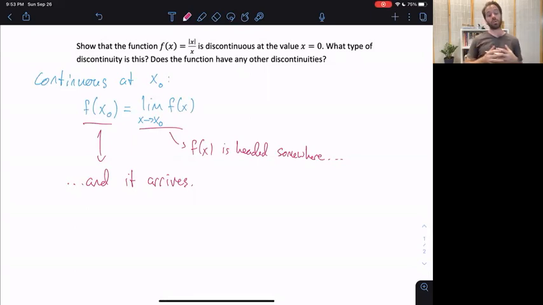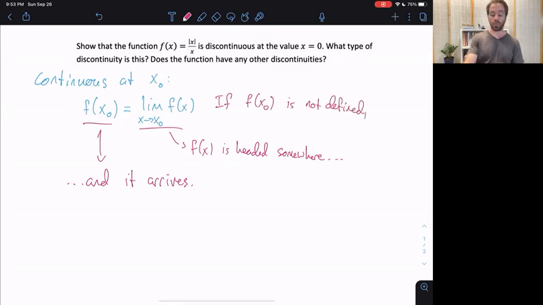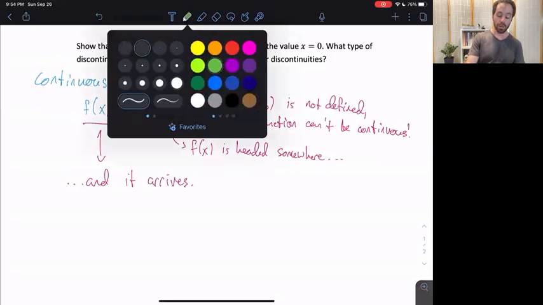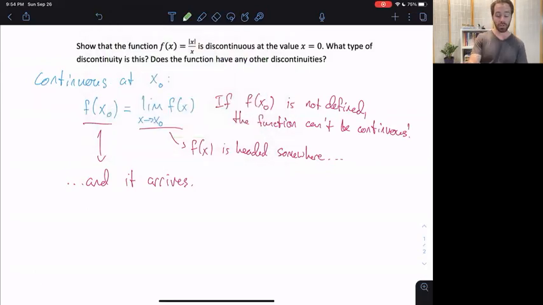Notice that a simple requirement here is that f of x0, or in this case, f of 0 itself, has to be defined in the first place. If f of x0 is not defined, the function cannot be continuous. Because think about what it means if f of x is not defined at that value in the first place. If f of 0 is not defined, then the quantity on the left-hand side of this equation doesn't even exist. So if it doesn't exist, there's no chance for it to be equal to the value of the limit, regardless of whether the limit exists or not.